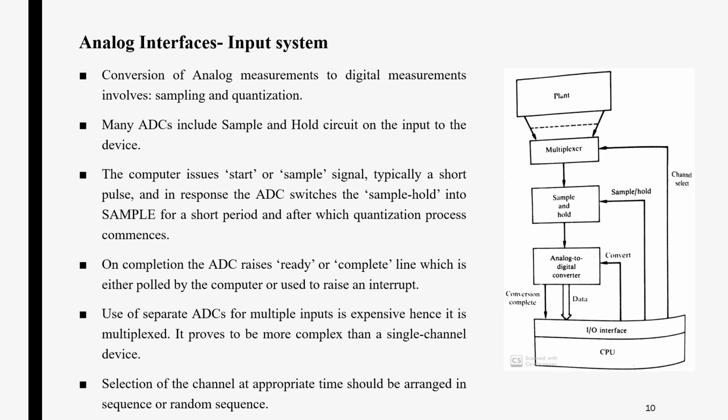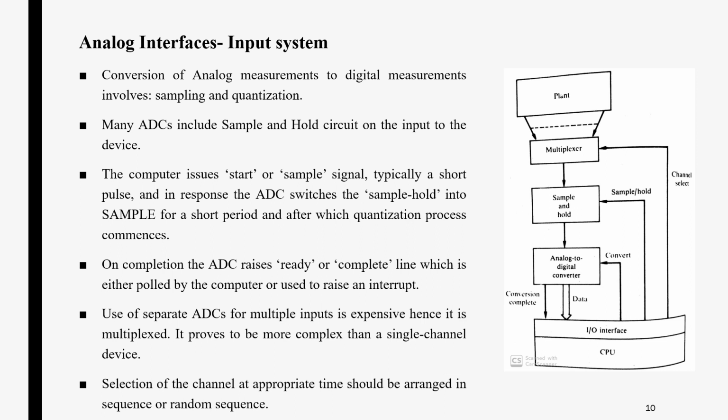This is what is given here: the conversion of analog measurements to digital measurements, which involves sampling and quantization. Many analog to digital converters include sample and hold circuits at the input to the device. The computer issues the start and sample signal, typically a short pulse, and in response the ADC switches the sample and hold into the sample state for a short period, after which the quantization process commences.